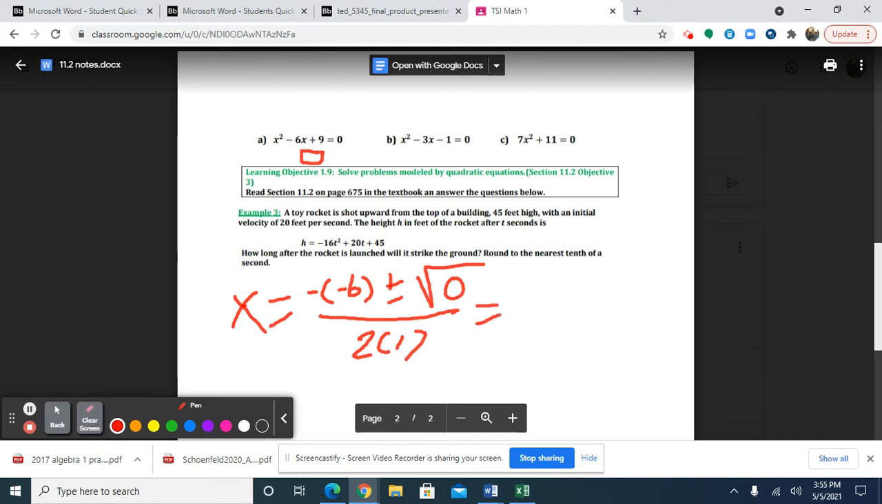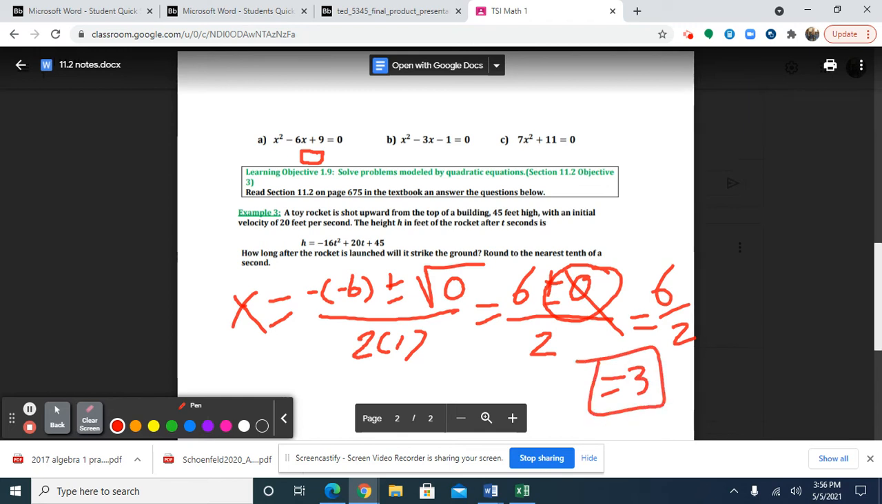Now if we simplify this, we're going to have 6 plus or minus the square root of 0, which is just 0. And on the bottom we have 2 times 1. Since this is 0, no matter if we add or subtract 0, the top is going to be the same, 6. So this goes away, and all we're left with is 6 over 2, which simplifies to 3. So our one solution here is 3.